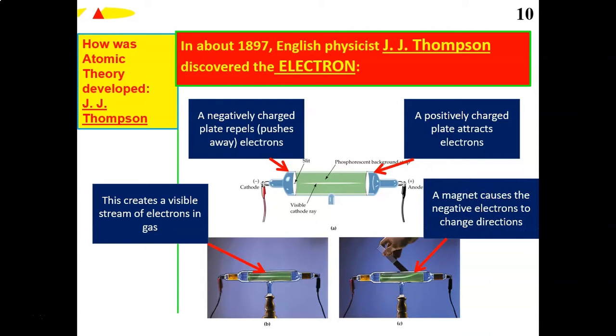And then a magnet causes the negative electrons to change directions. And by seeing how quickly they bend, how easily they bend to that magnet, will tell you both the charge on the electrons and what their mass is. In other words, more massive things don't turn quite as quickly, just like a big truck can't turn as quickly as a motorcycle. And so this allows the physicist or the chemist to determine what the mass of the electrons is.